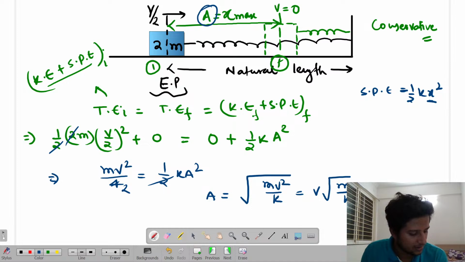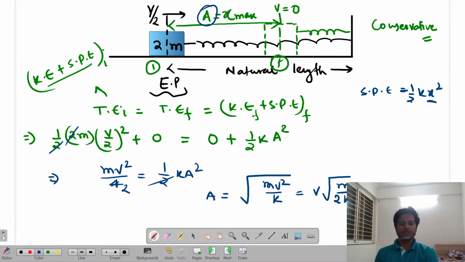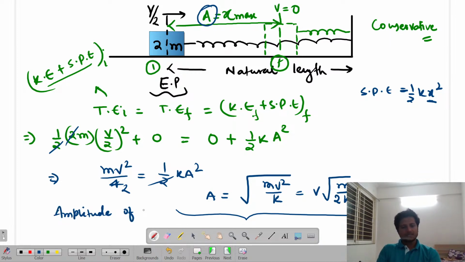Yeah, there is a 2 also now. So okay, amplitude is how much? v root under m by 2k. Is that clear or not? That's my amplitude of the equation, or the amplitude of SHM.